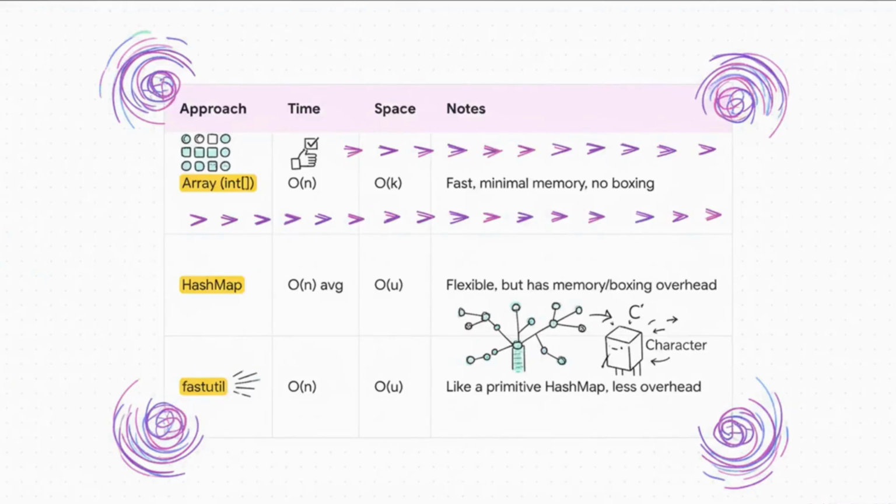So if you look at this chart, you might think, hey, they all look pretty similar. And you're right. In terms of time, they all scale nicely as your text gets bigger. But, and this is a big but, the real difference is in the hidden costs. The array uses a fixed, constant amount of memory. The HashMap's memory grows with every new, unique character it finds. Plus, it has this thing called boxing overhead. It's like for every simple number it needs to store, it has to first carefully wrap it in a special object, like putting it in a box. All that extra wrapping takes time and uses more memory.